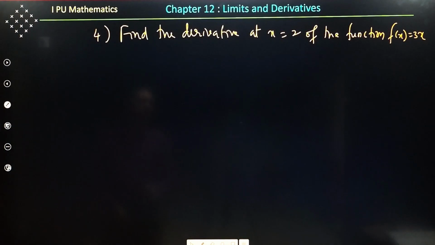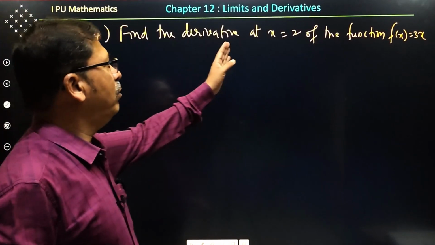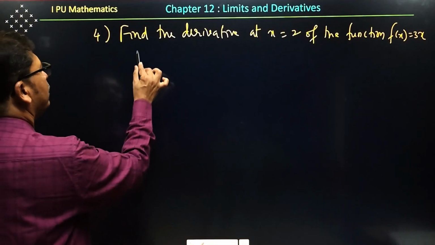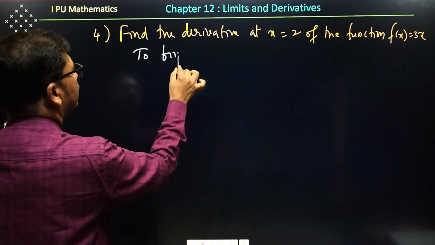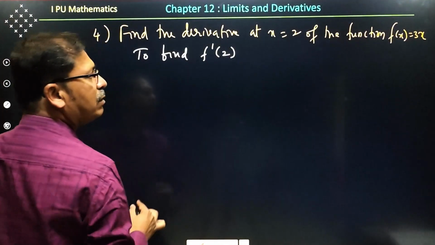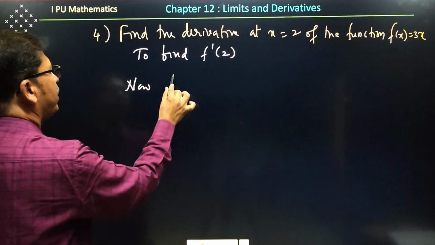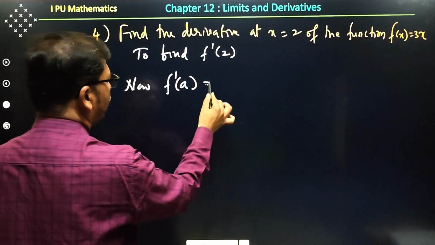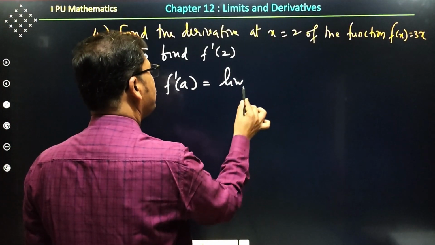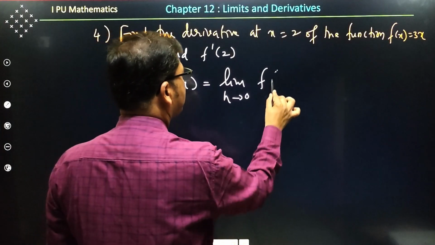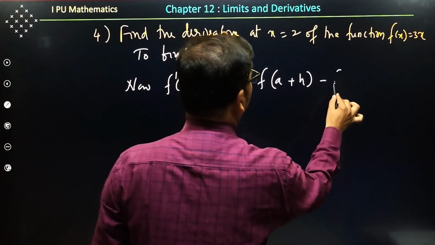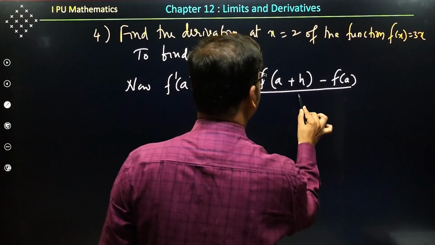Now let me take into consideration another example. Find the derivative at x is equal to 2 of the function f(x) equal to 3x. Means what do we need to find here? To find the derivative of the function at x equal to 2 means f dash of 2 you need to find out here. Now you recall the formula f dash of a. f dash of a means the derivative of the function at x equal to a is given by limit h tends to 0, same. But not f of x plus h here, f of a plus h minus f of a whole divided by h. This is the formula concerned.